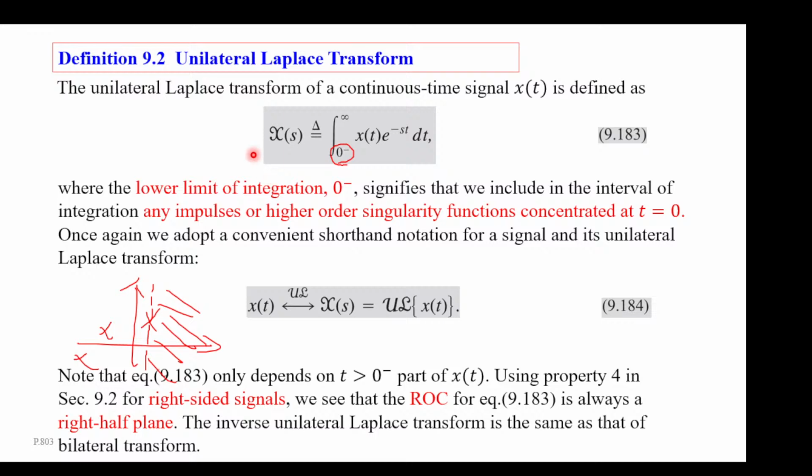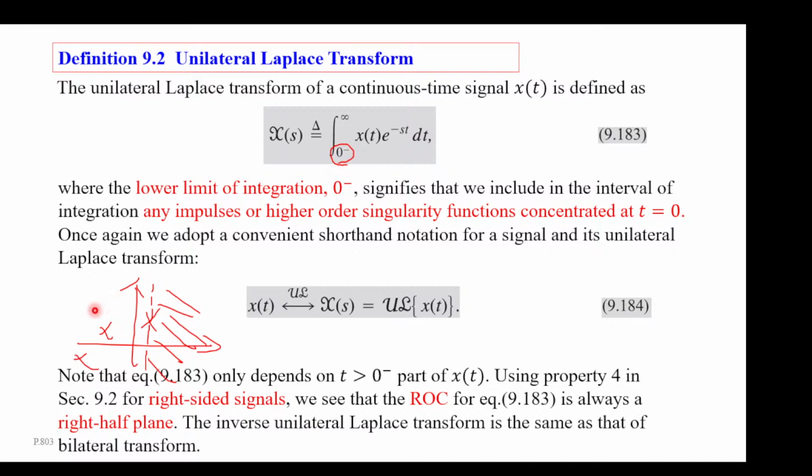So it's still a transform between a function of t, time, and a function of frequency. But the only difference is that in the Laplace transform, you integrate from minus infinity, but for the unilateral Laplace transform, it's only on one side. It means that on the left side we cut off. So the integration is from 0 minus. And this minus sign means that if you have some singularity at t equals 0, we also include it.